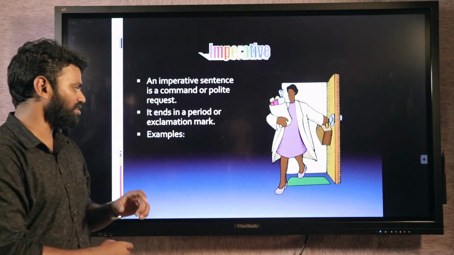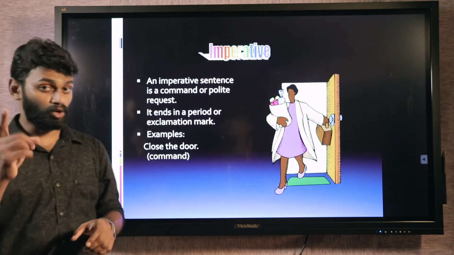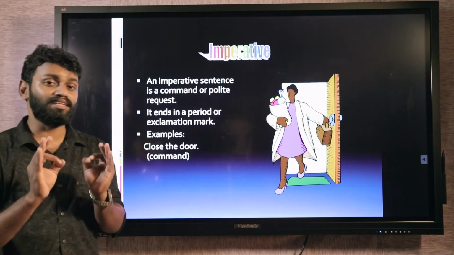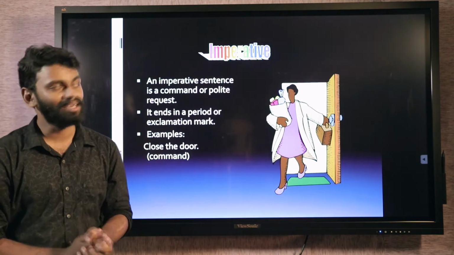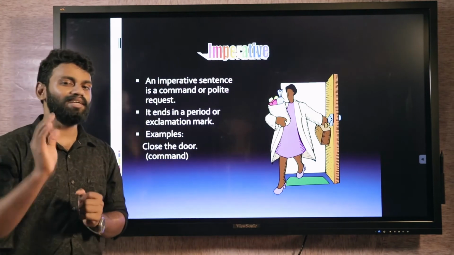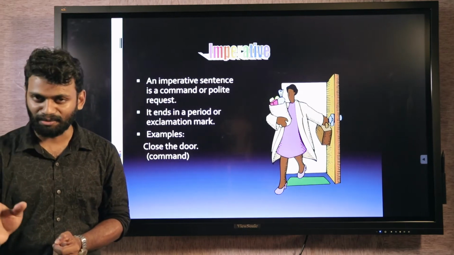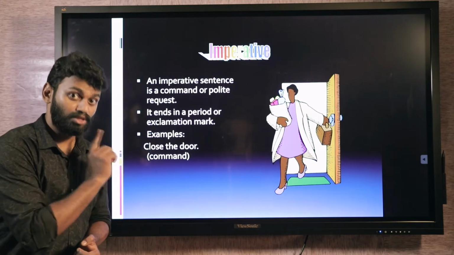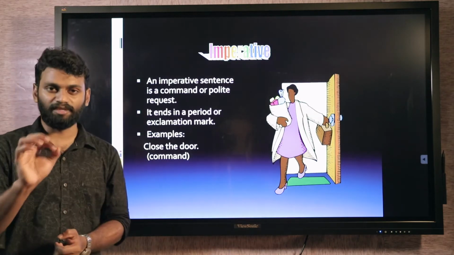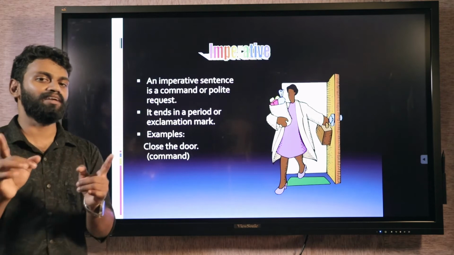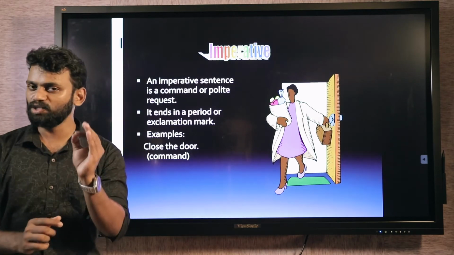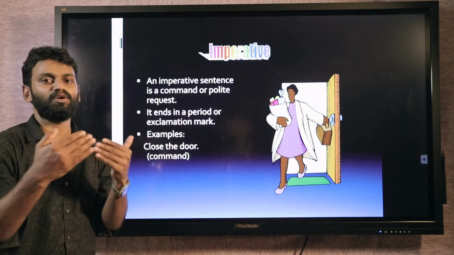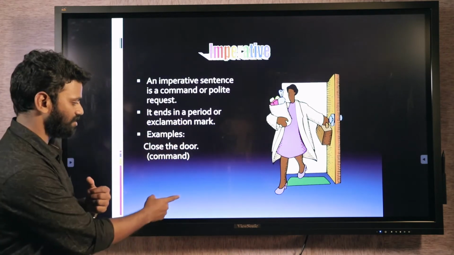Let's look at examples. The first one, close the door. You see, this is a command. Now, one important thing I want you to keep in mind is an imperative sentence does not begin with a noun. Look at the first word in the sentence. Close the door. Close is a verb. So when you give a command, always be sure that the first word is a verb. And that's what separates imperative sentence or commands from other types of sentences.